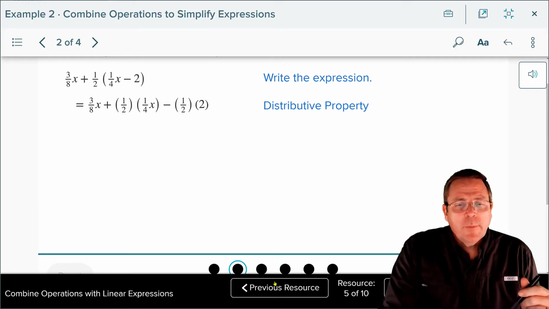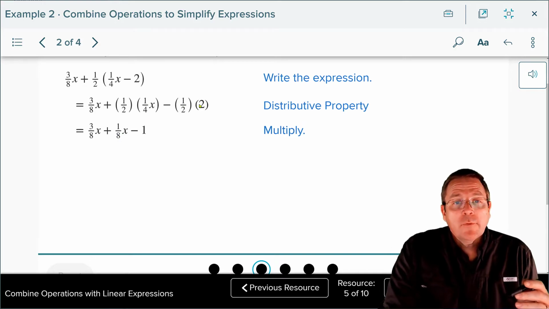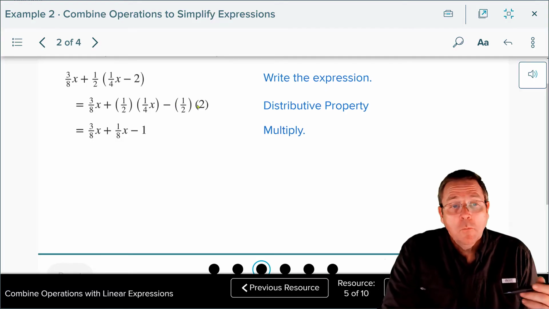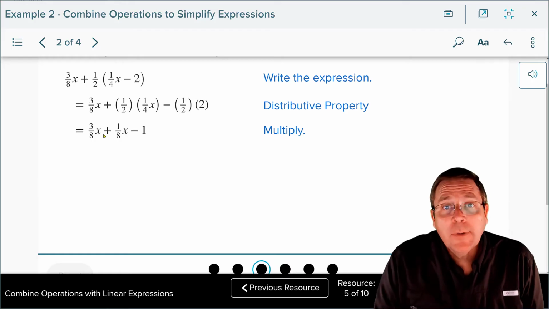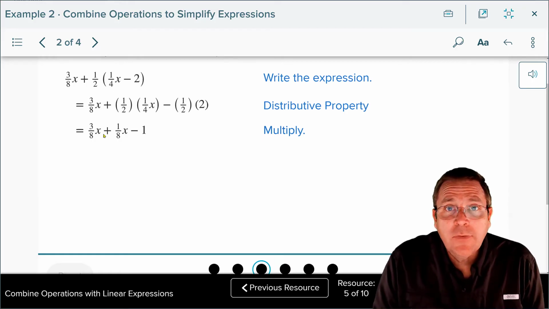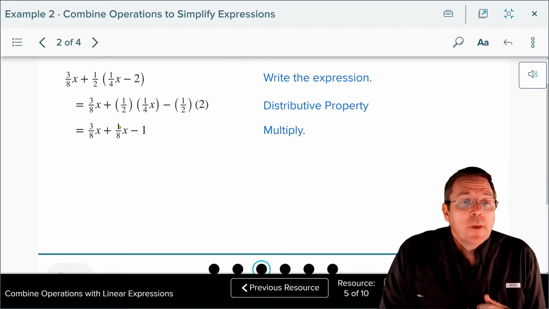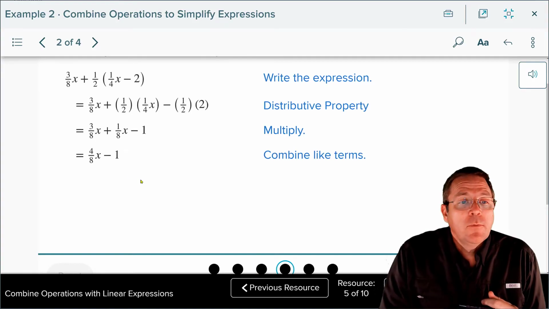From here, we're going to simplify that down. 1/2 times 1/4 x is 1/8 x. 1/2 times 2 is going to be 1, because 1/2 of 2 is 1. We don't even have to use the commutative property on this one. It's already together, and we have a common denominator. How easy can they make this for us? 3/8 plus 1/8, that's going to equal 4/8 x minus 1.